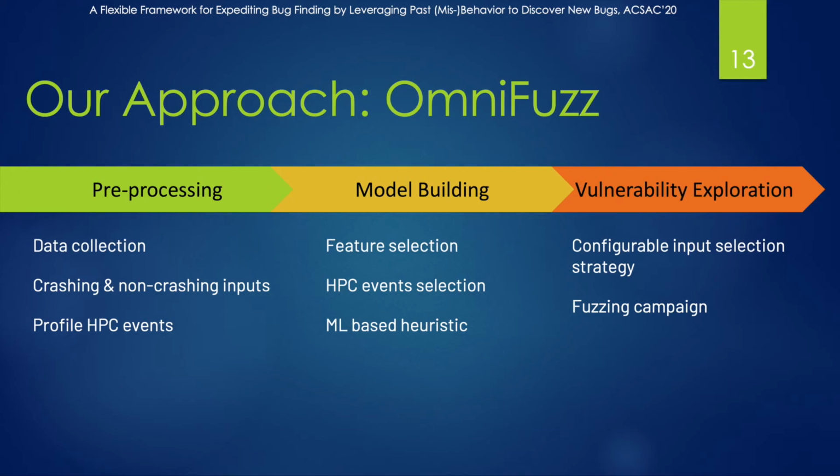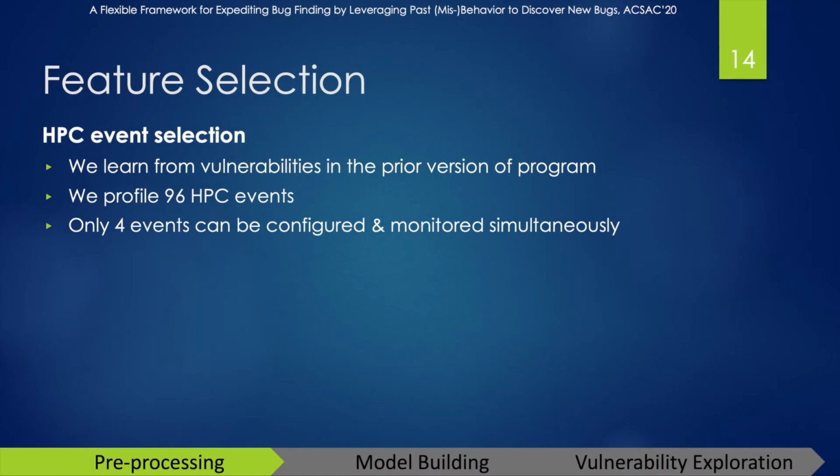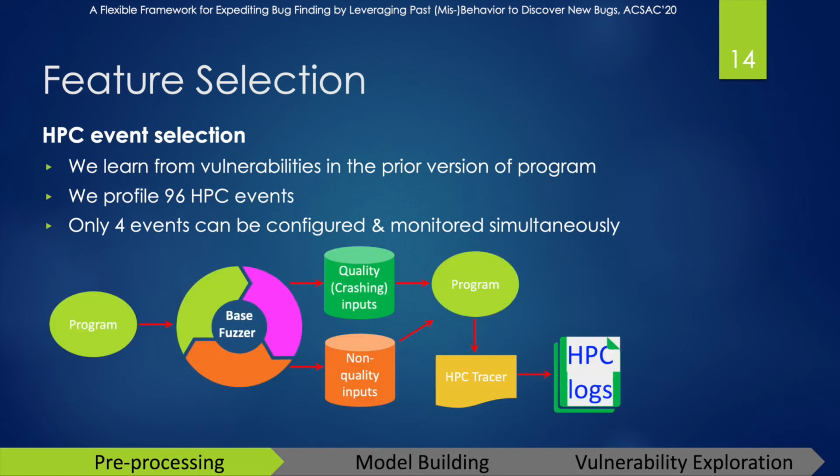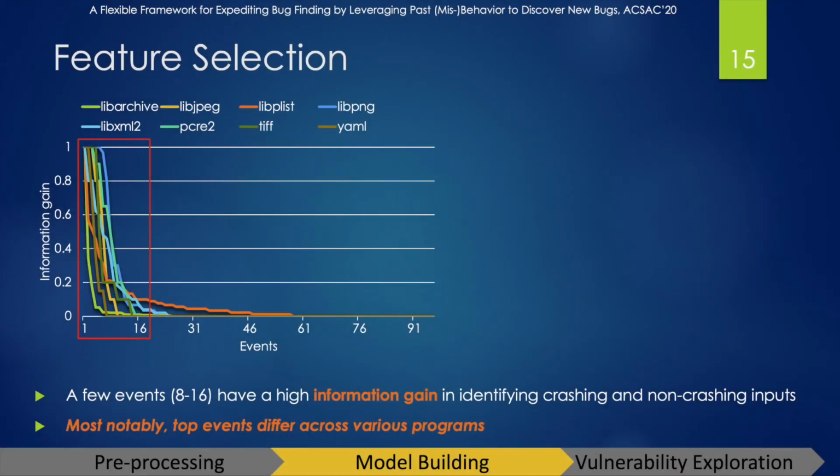Now I'll describe the key components of our approach. To perform feature selection, first we obtain crashing and non-crashing inputs on an older version of the program. Then we profile HPC events corresponding to each input. Only 4 events can be monitored simultaneously because of limited counters. Next, we perform feature selection. To select HPC events, we observe the information gain of each event in identifying crashing and non-crashing inputs.